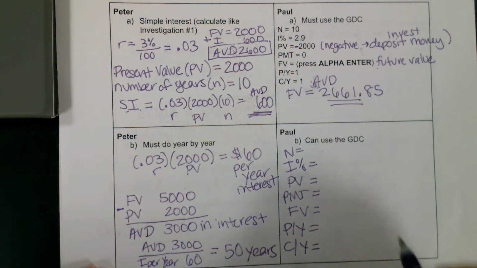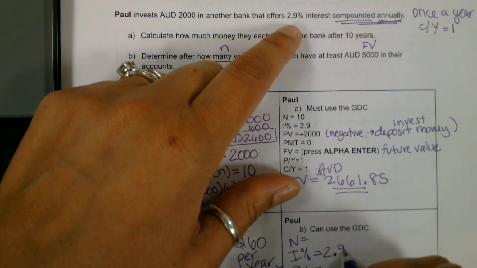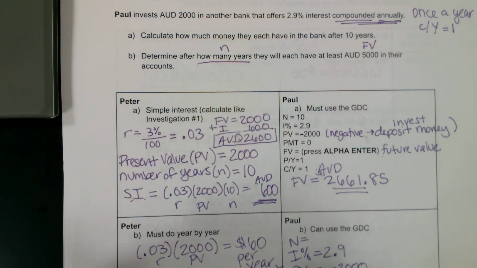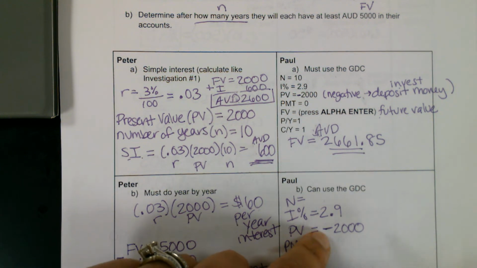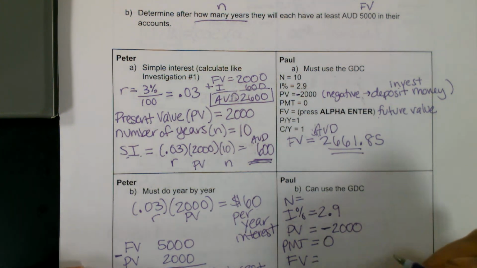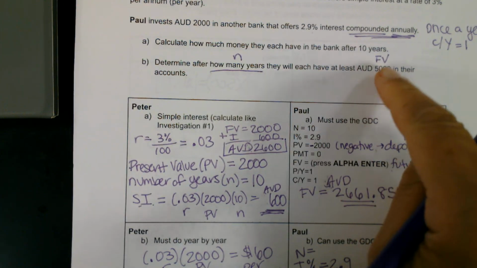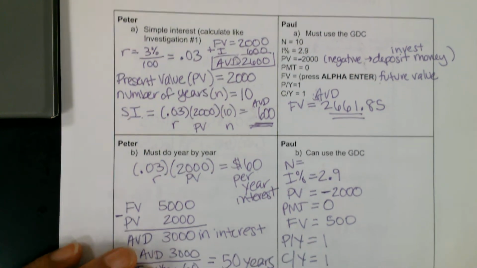Okay, so what do we have? We know that his interest rate is 2.9, so 2.9. We know that his present value is negative 2,000 because the calculator takes it from his perspective of putting money in. So he doesn't have that 2,000 anymore, so it's negative 2,000. Our PMT is going to be 0 until we talk about annuity. Our future value, what is our future value? Well, we want to get that 5,000. PY is going to be 1, and CY is going to be 1.